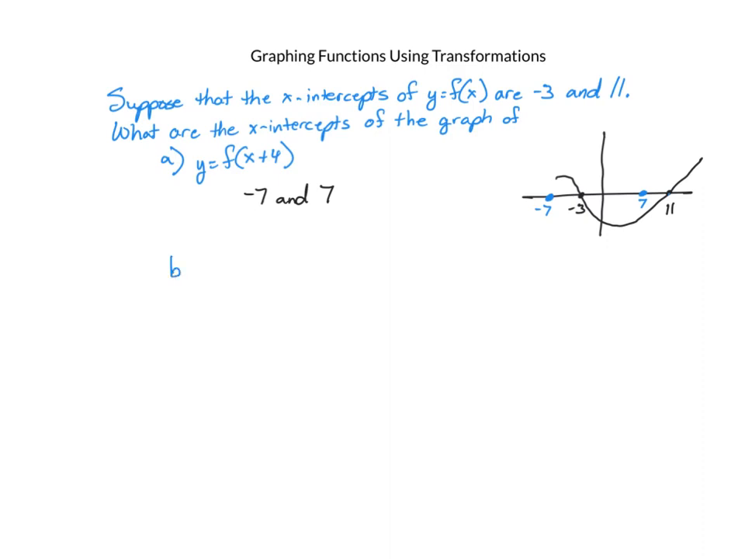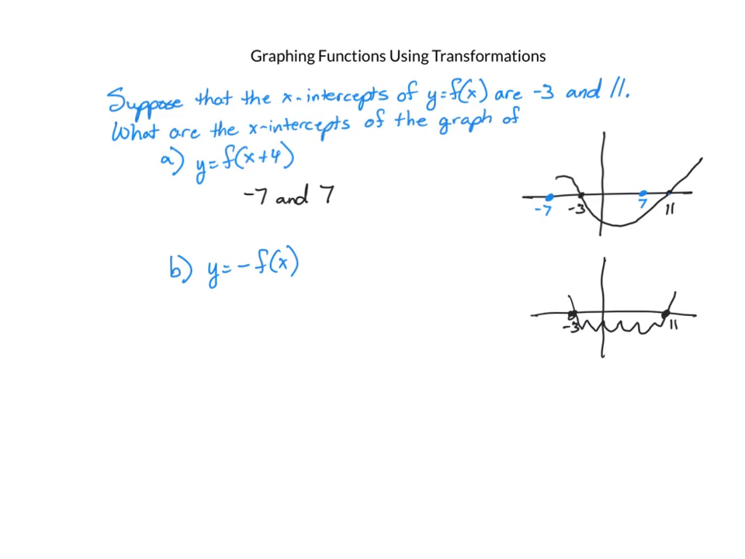What if they asked us the same type of question, but they said, what are the x-intercepts of the graph of y equals negative f of x? I kind of like this one as our final problem. So again, I'm going to draw my picture. The x-intercepts are at negative 3 and 11, and that's really all I know. The graph could do something like this. We don't know. All we know is that it has x-intercepts at negative 3 and 11.